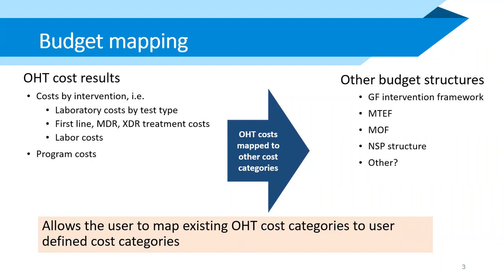What this function does is allow you to map or generate these costs according to whatever other budget structure you might wish to use. This could include the Global Fund Intervention Framework, Ministry of Finance categories, your NSP structure, or anything else that you might wish to define.